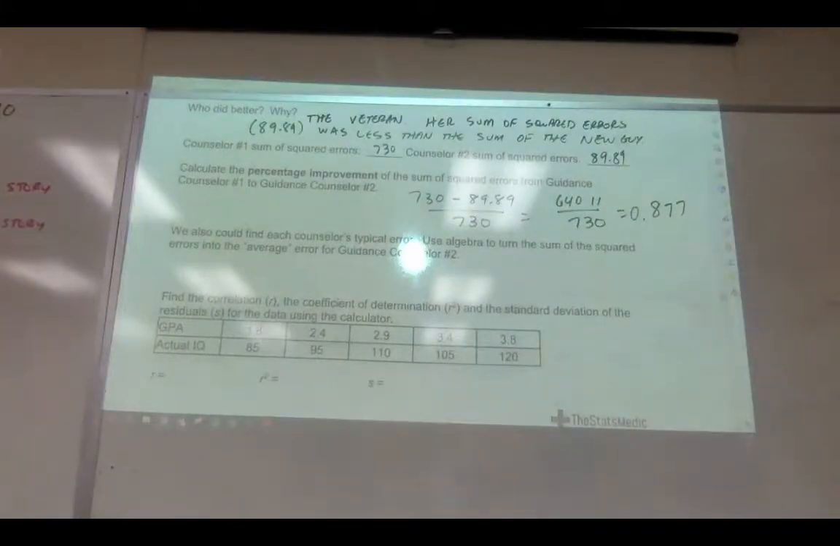What do you think that means by typical error? The average error. Why would we want to know that? You can apply it to the other two counselors. You can know how far he was off, so you can get more accurate. Okay. So what would you use to do that, do you think?